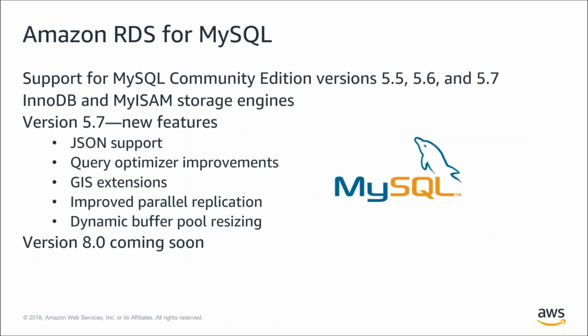So if you go down the path of choosing Amazon RDS for MySQL, you can use version 5.5, 5.6, or 5.7. You can choose between the InnoDB and MyISAM storage engines. Now, if you're interested in using the latest features, you can take advantage of 5.7, including support for features like JSON, optimizer and query optimizer improvements, geospatial extensions, dynamic buffer pool resizing. So a lot of nice new features in 5.7. Now, version 8.0 was recently released for Community Edition, and that will be coming soon to Amazon RDS.